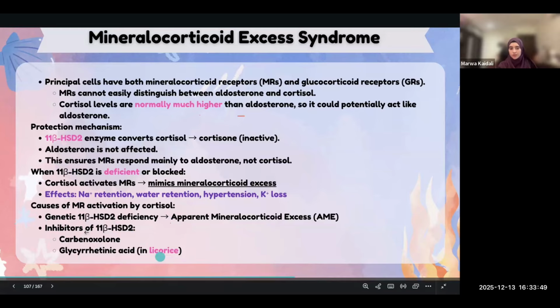And then we also have licorice, which is a type of food that, when we take it, because it has this glycyrrhetinic acid, is going to inhibit this enzyme. Okay, so make sure you know about licorice, because this is the most high yield one over here. You can inhibit this enzyme and you can present with these effects.